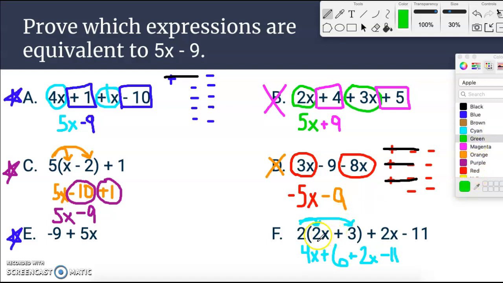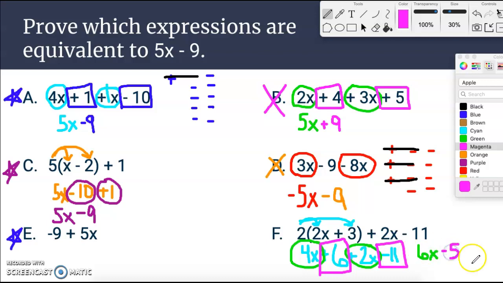Then we're going to combine like terms. So I have a 4x and a positive 2x. 4x plus 2x makes 6x. And I already know that there's no 6x in our expression, so I can stop there, or if you want to finish this one just so you know how it works out, positive 6 and negative 11 makes negative 5. You can draw out that picture if you need to.